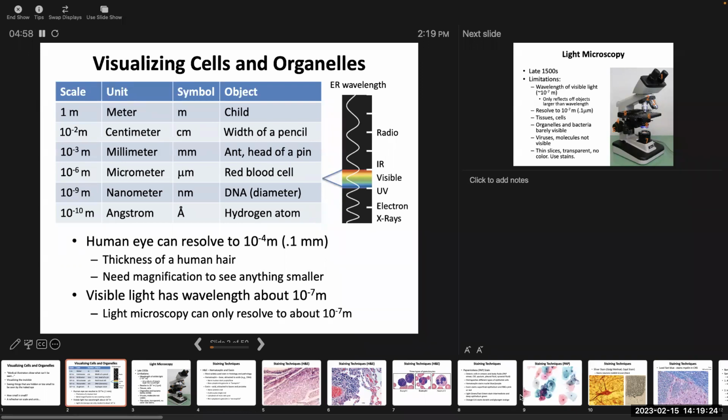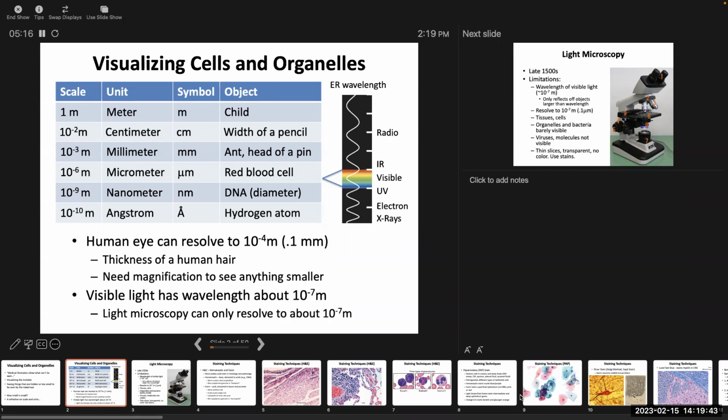A common unit of measurement that's used in the biological sciences is a micrometer, or frequently referred to as a micron, represented by the Greek symbol mu, and then the m.